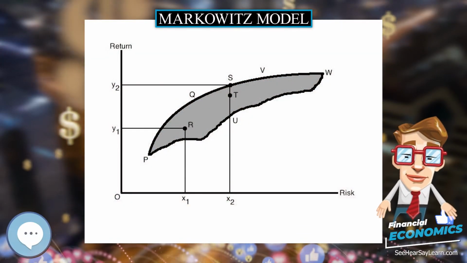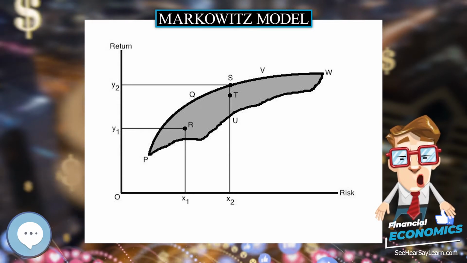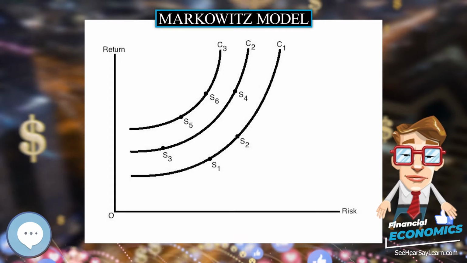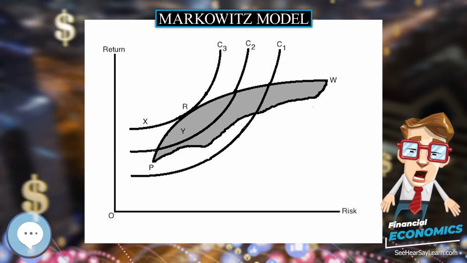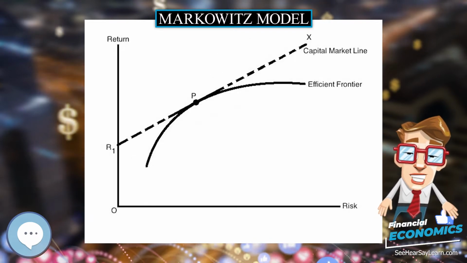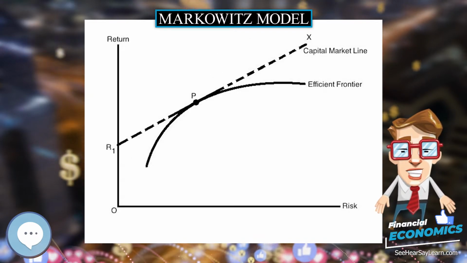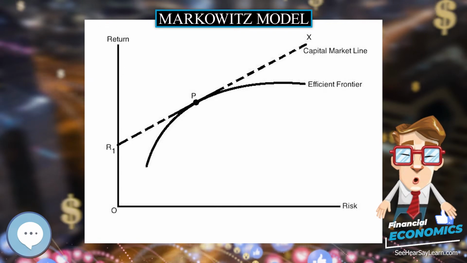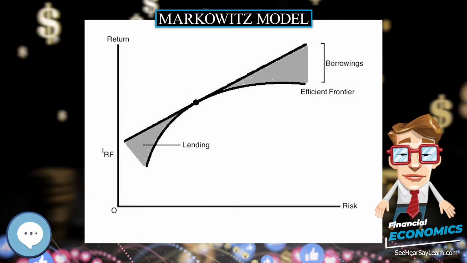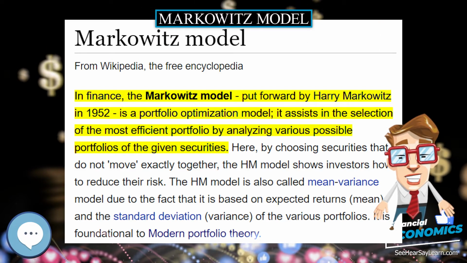Markowitz model. In finance, the Markowitz model, put forward by Harry Markowitz in 1952, is a portfolio optimization model. It assists in the selection of the most efficient portfolio by analyzing various possible portfolios of the given securities. Here, by choosing securities that do not move exactly together, the model shows investors how to reduce their risk.